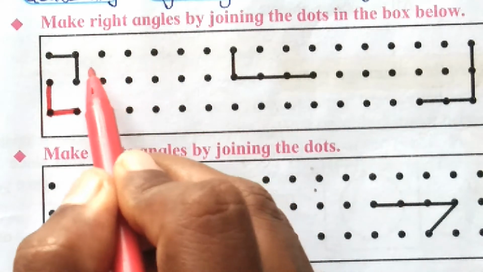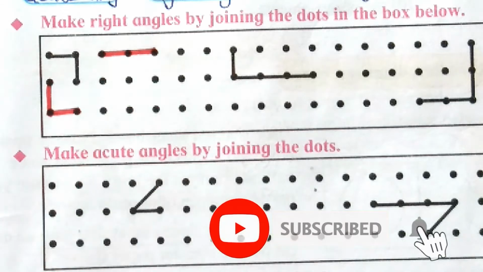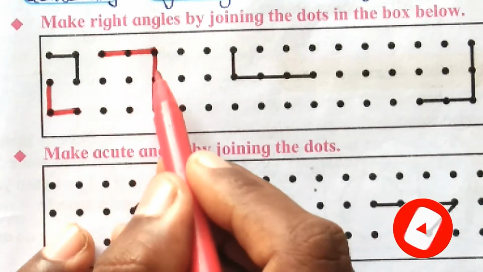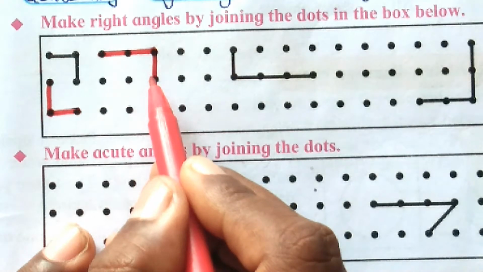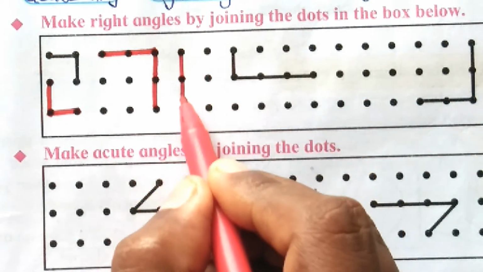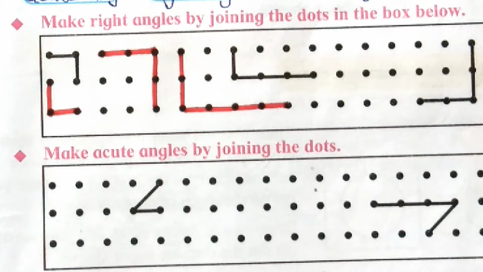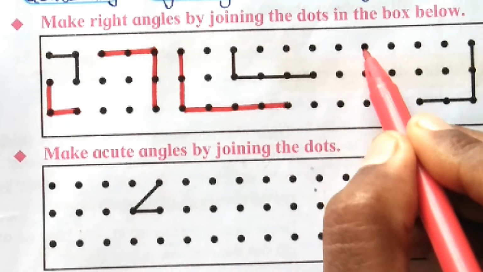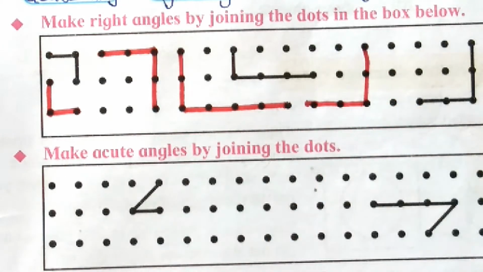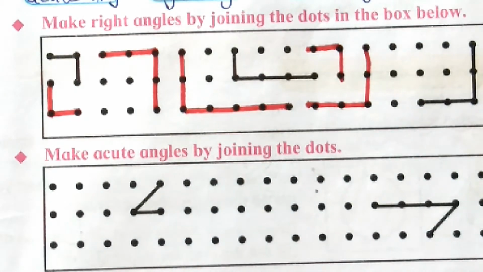Now by joining these 3 dots, this is a straight line for the next line. Then it is also a right angle. This angle. Okay. Now next is here.